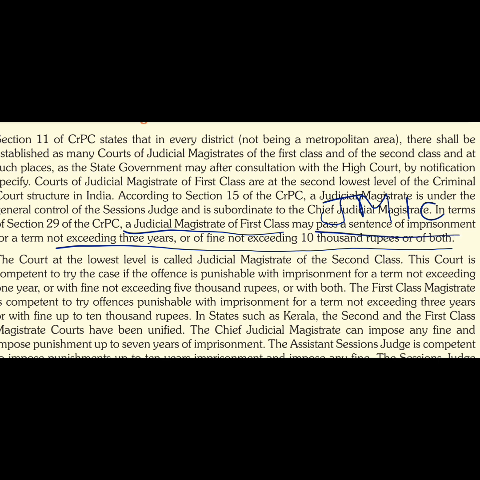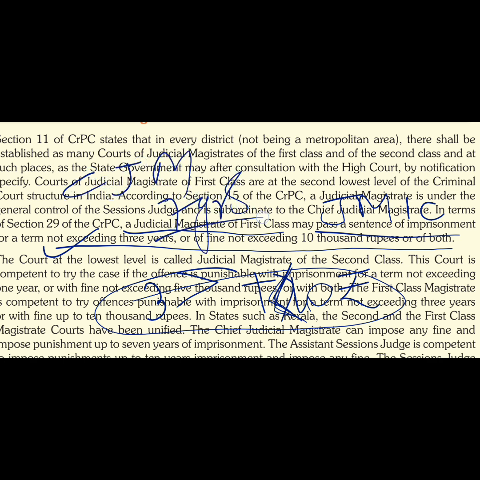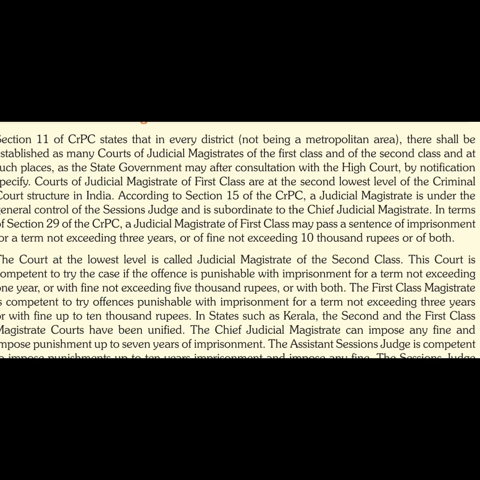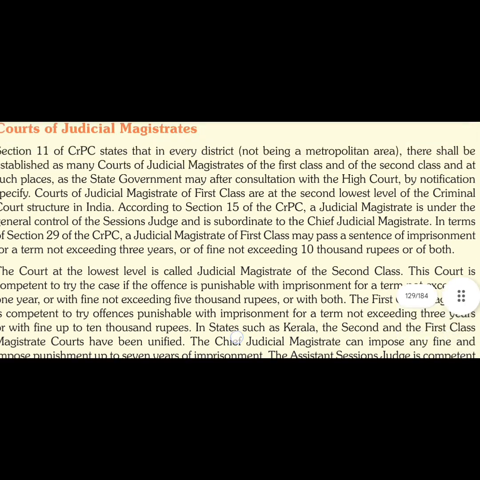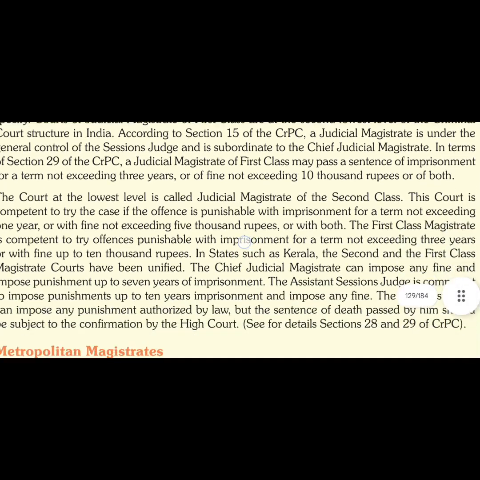Sentence of imprisonment not more than 3 years, means less than 3 years, and fine not more than 10,000 rupees. Okay, this is how it will be made. This is the power of JMIC, whereas the power of CJM is what? Not exceeding 7 years. Nothing is mentioned about fine, so that means any amount of fine he can impose. So remember sections 11, 15 and 29.